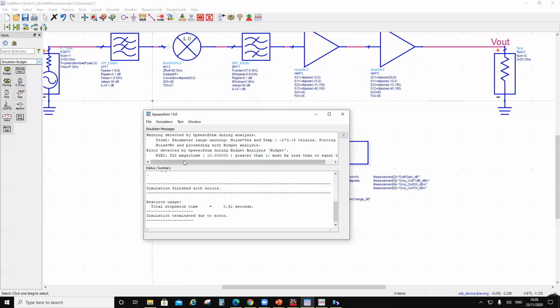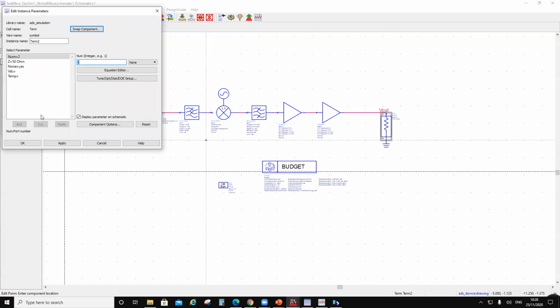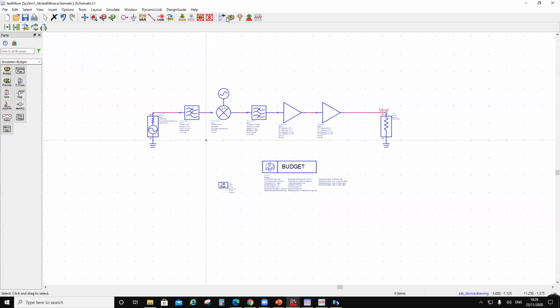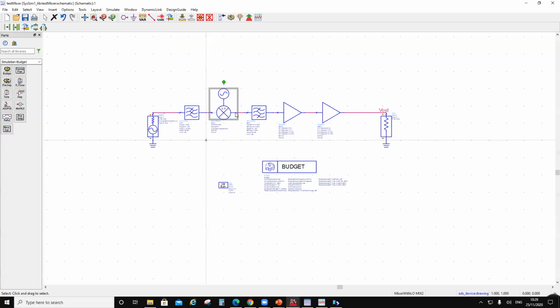What does it say? Now these problems you should be able to take care of. The problem it is referring to is noise, temperature. I'm going to do it at absolute 0. And let's now do this. It says magnitude S22 is greater than 1, but must be less than 1. So that's the mixer here, maybe.